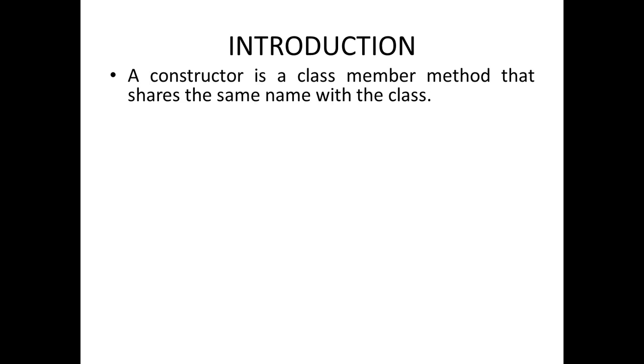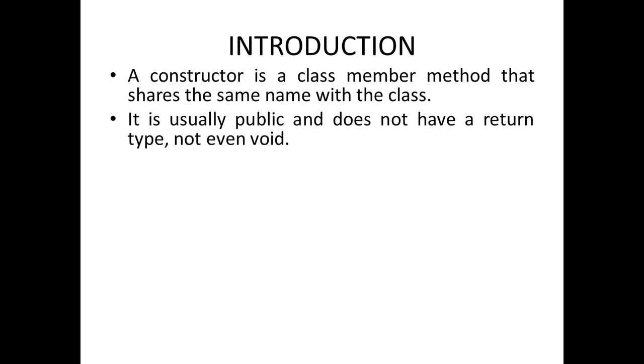Okay, what is a constructor? It is a class member method that shares the same name with the class. What we are trying to say is that a constructor is a method, but how you differentiate it from other methods and identify it is that it is that method that has the same name as the class. So when you see any method that has the same name as the class name, you know that this is a constructor. It is usually public and does not have a return type, not even void.